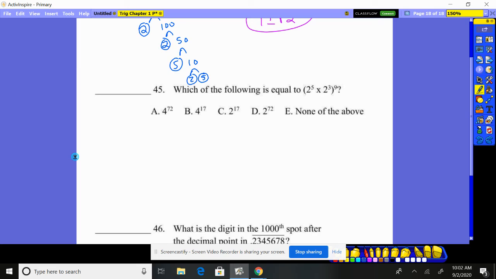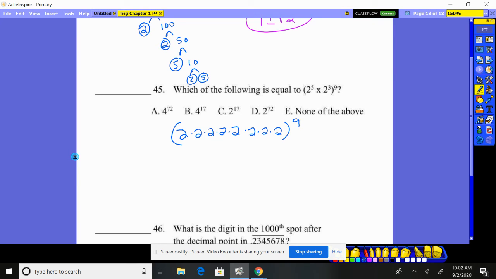These are SAT questions. Let's look at number 45. Which of the following is equal to (2 to the 5th times 2 to the 3rd) all to the 9th? This is SAT, but this is very much what we've been talking about. So think on the inside: you have 5 of those 2's, and then you're multiplying by 3 of them. And all that's to the 9th.